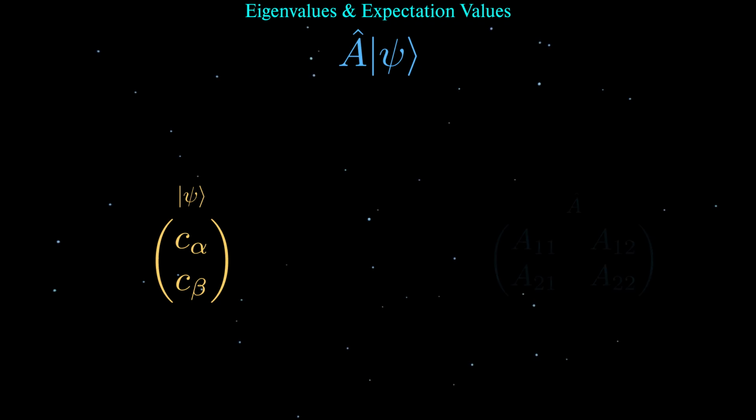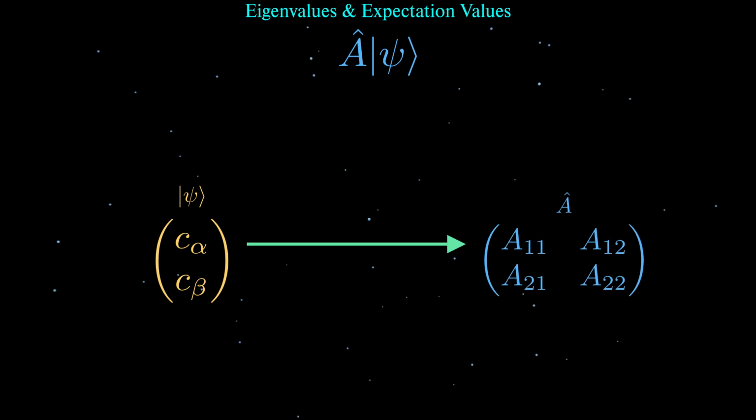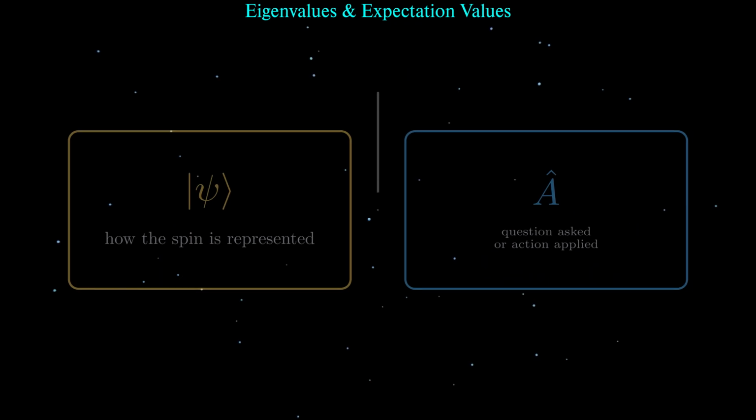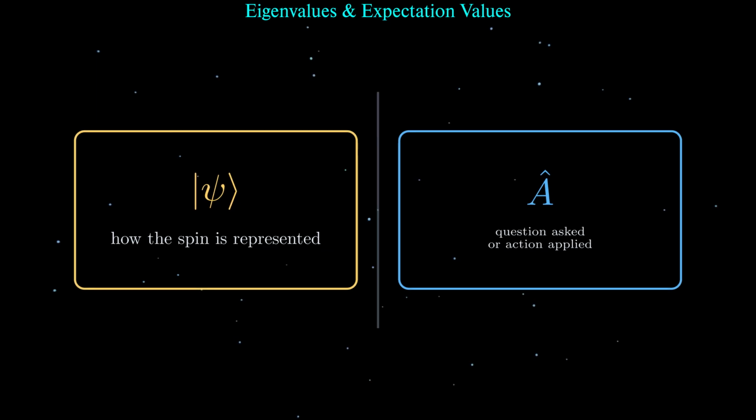We'll begin by quickly reminding ourselves what an operator is. Operators are mathematical objects that act on a state. For spin 1/2 systems, our states are two component vectors, so our operators are naturally 2x2 matrices. The state tells us how the spin is represented, while the operator tells us the question that we're asking about the state or what action we're applying to it. And this distinction is really important.